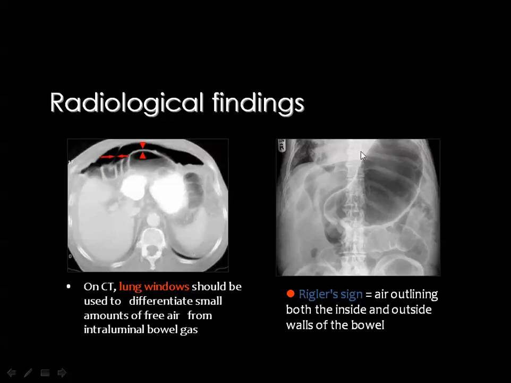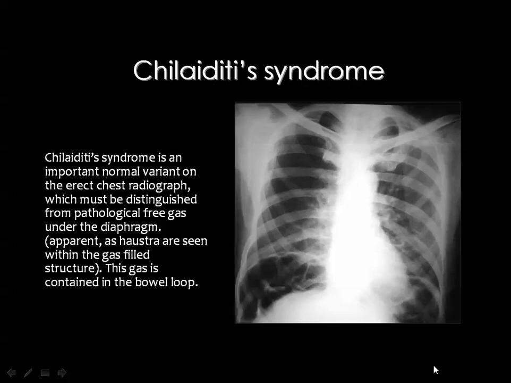Then whenever you see the wall of the bowel, the stomach or the small intestine, very clear, then you should suspect the presence of pneumoperitoneum.